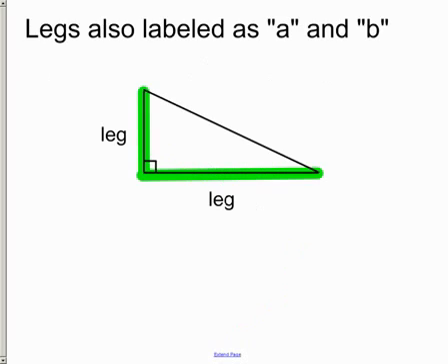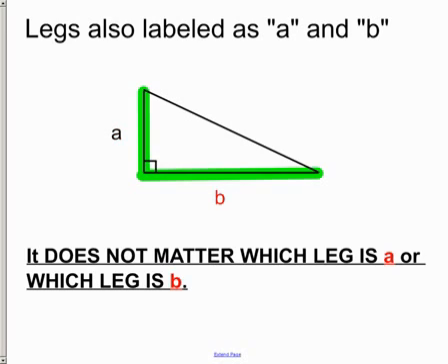And here's the other thing. The legs can be labeled as A and B. The sides of that right angle we call legs, but we can replace the word leg with A and replace the other one with B, and we don't really care which one's which. So if the first one's B, the second one's A. If the second one's B, then the first one's A. We don't really care which leg is A and which leg is B. It's totally up to you.